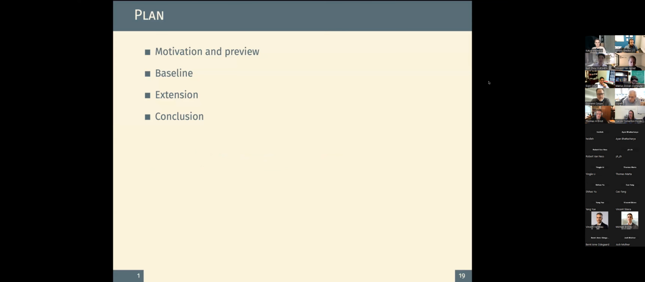Okay, so a relatively simple schedule for today. I'm going to talk about the motivation and give a preview of the result, and I will set up the baseline model. And if time permits, I will tell you the extension, why we do that and what we get out of it, and I'll conclude.